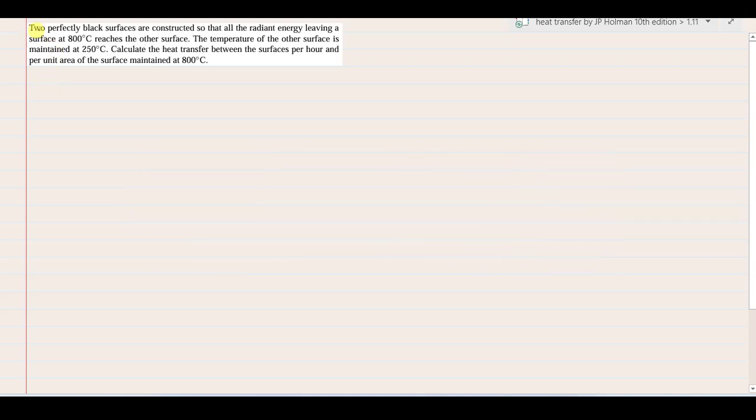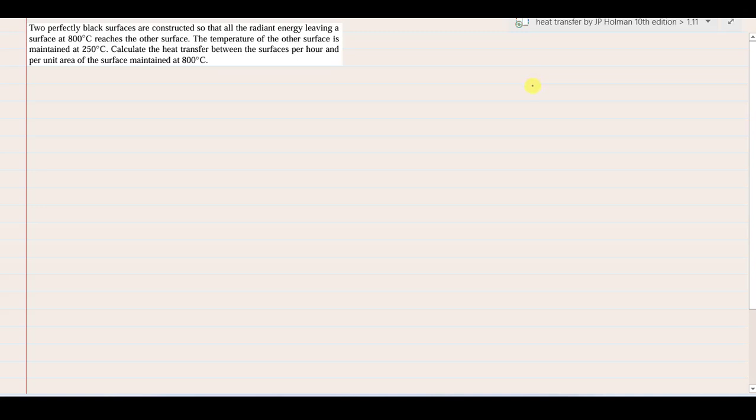Two perfectly black surfaces are constructed so that all the radiant energy leaving a surface at 800 centigrade reaches the other surface. The temperature of the other surface is maintained at 250 centigrade. Calculate the heat transfer between the surfaces per hour and per unit area of the surface maintained at 800 centigrade. So we have two surfaces.